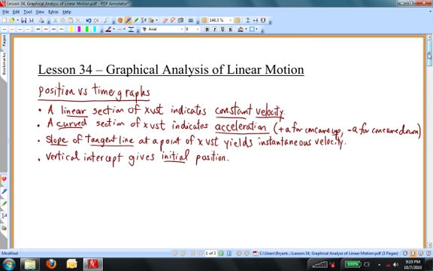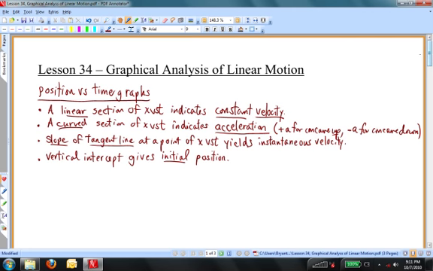Third point, if I have a point on the x versus t graph and I sketch a tangent line at that point and I find the slope of that tangent line, that's going to tell me what the instantaneous velocity is at that point. And then finally, wherever the graph begins at t equals 0, that vertical intercept, is going to be the initial position, x0.